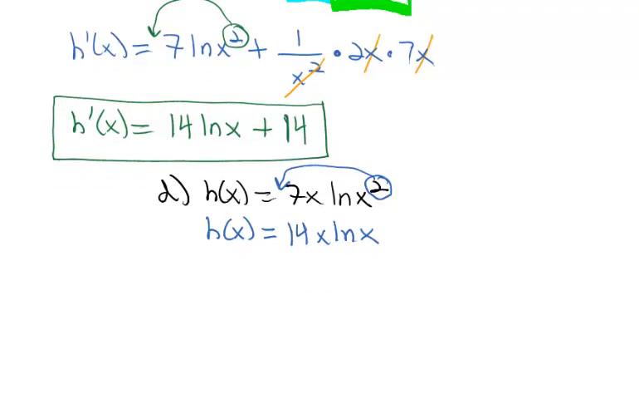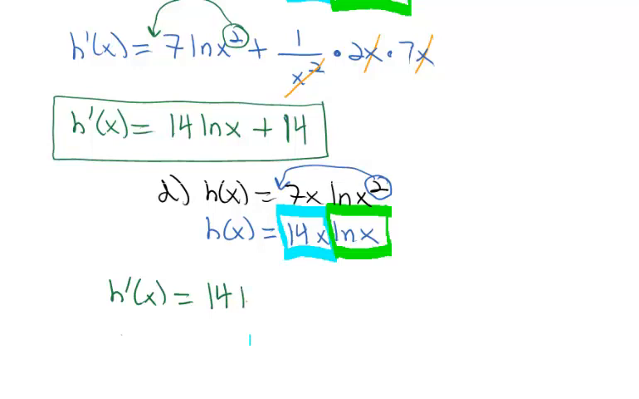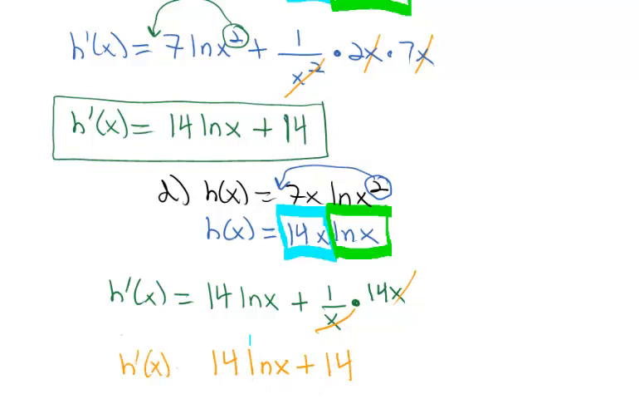Let's see how that changes things. Now we'll still look at it as a product, 14x times the natural log of x. It's just going to be a little bit easier to take the derivative of the parts. Now h prime of x is equal to the derivative of the first, 14, times the second, natural log of x, plus the derivative of the second, 1 over x, times the first, which is 14x. Again, we'll see the x is dividing out, and we're just left with 14 natural log of x plus 14, and we get the same exact answer.